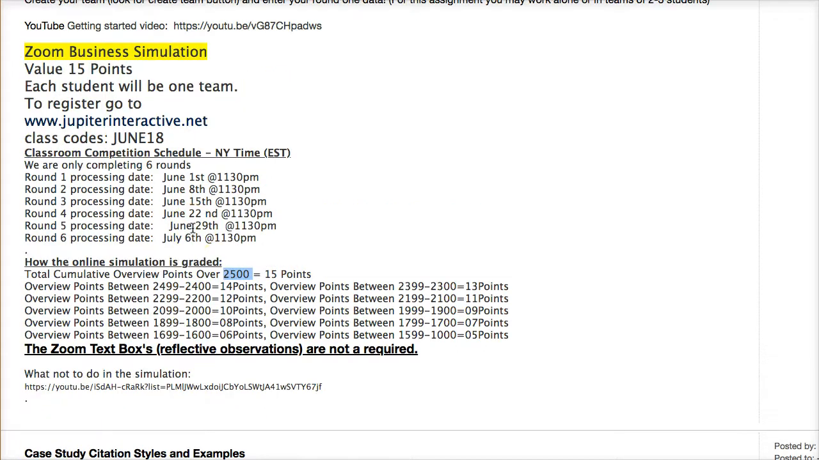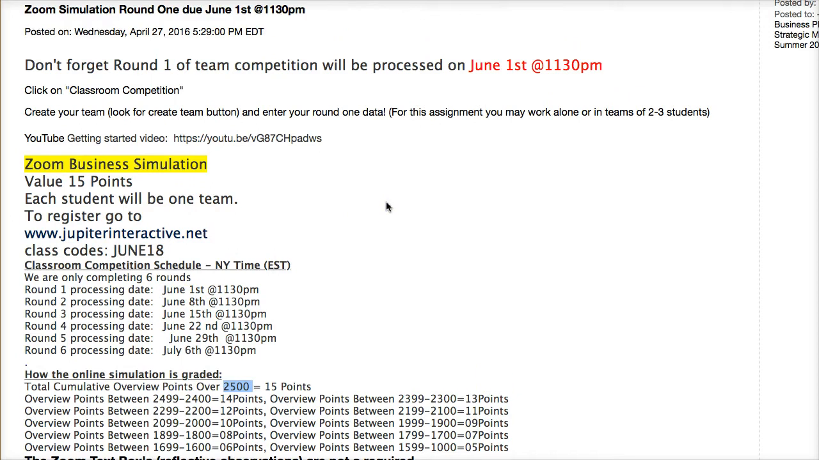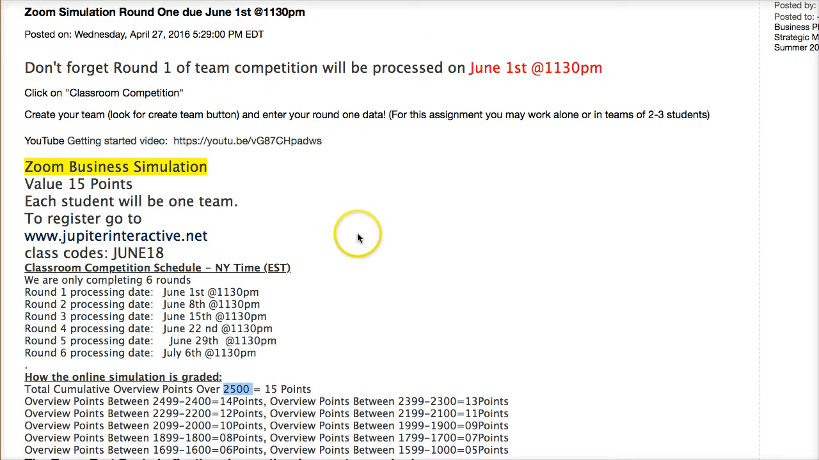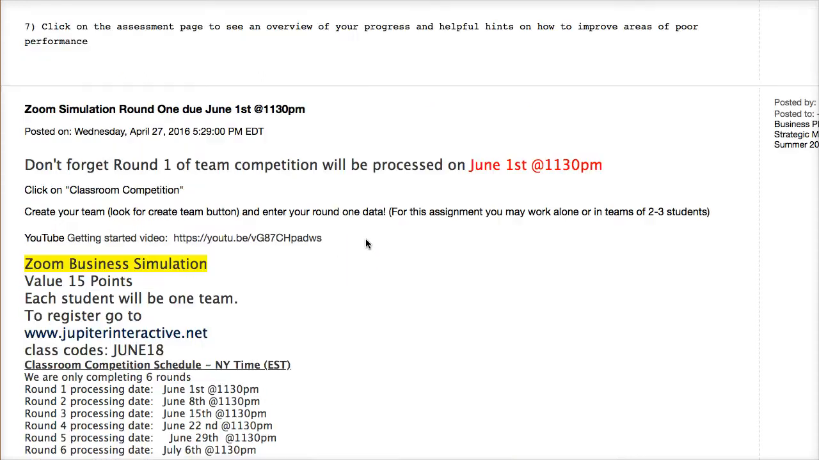So I've seen some teams fill out these reflective observations. You do not have to do that. The class is too short to really worry about that each round. So that is not something you have to do in the simulation. I did email this to everybody, and that's one thing you don't have to do, those reflective observations.